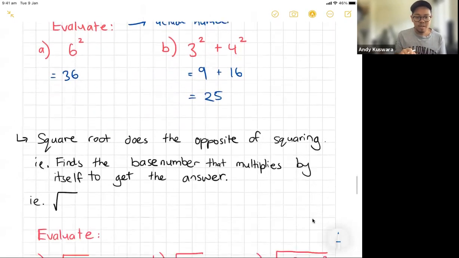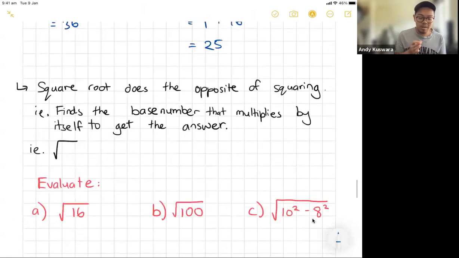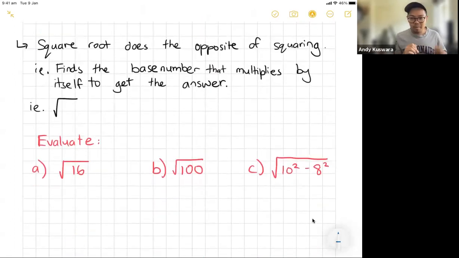Now, a square root. You know how everything has an opposite: plus has minus, times has divide, all these kinds of things. So a square root is the opposite of a square. It does the opposite of squaring. And I want you to think of it this way.